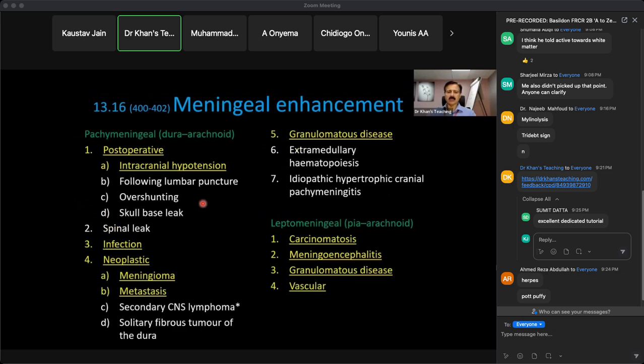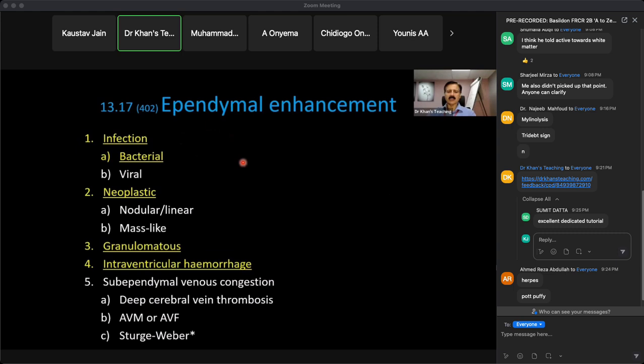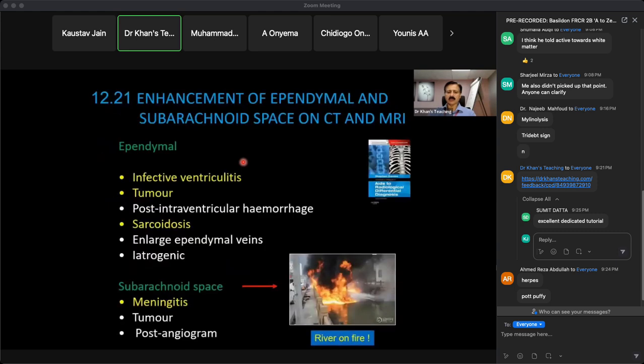This is meningeal enhancement on CT and MR, and then there is ependymal enhancement. So the ependymal lining can also enhance, and that also is common sense, that there might be infections there. This is from your old book, and one thing which I always used to teach here, this is from the previous edition of Chapman, enhancement of ependymal and subarachnoid space.